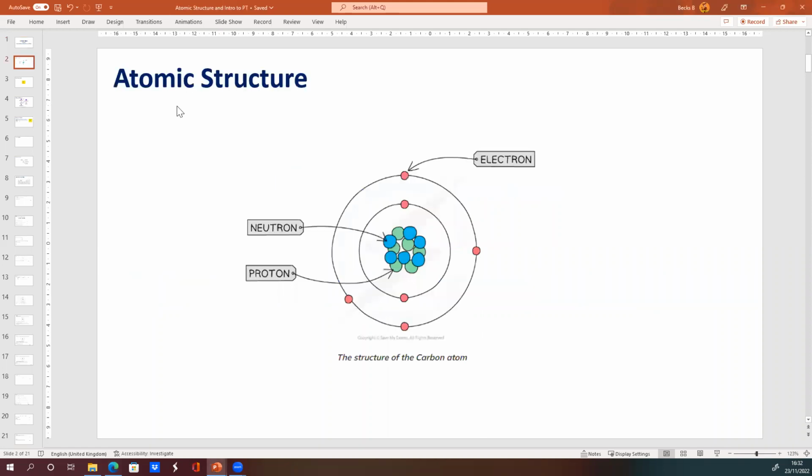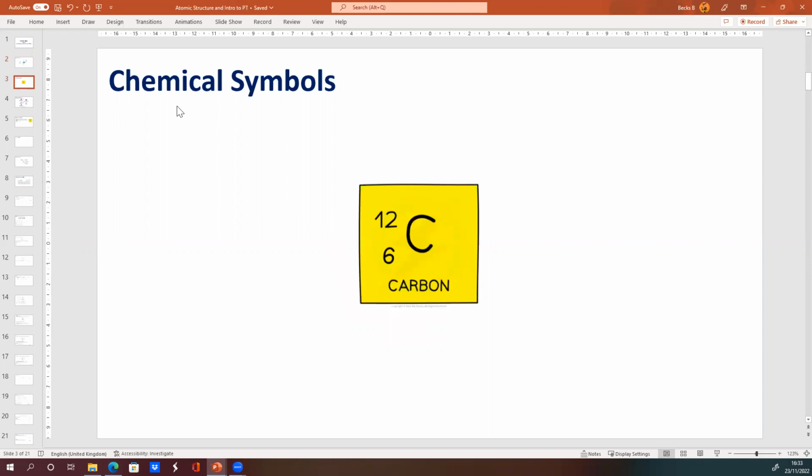Okay then, so quick reminder of the structure of an atom. In the center we have our neutrons and protons, and our electrons orbit around the nucleus. So we can add on here that this midsection is called the nucleus, which contains the protons and the neutrons, and the electrons orbit around the outside. We can work out how many protons, neutrons, and electrons an atom has by looking at its chemical symbol.